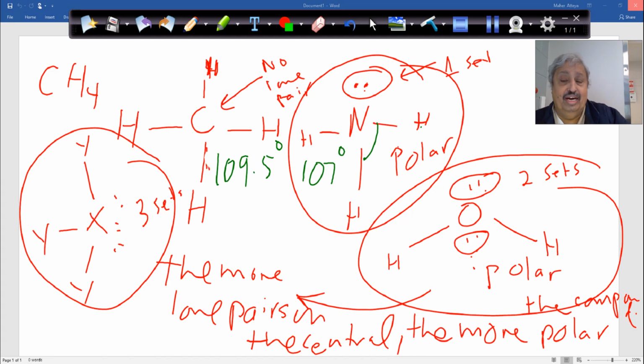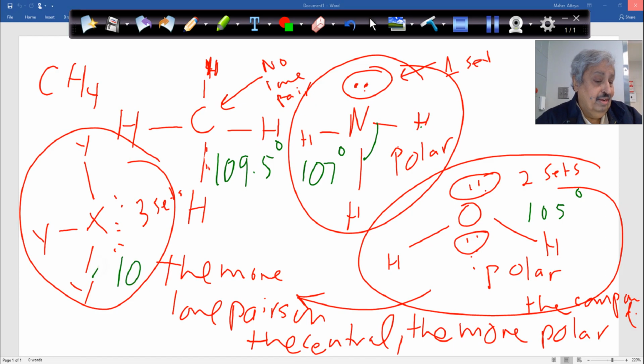How about H2O? I have 2 sets. It will be squeezed further. The angle is 105. Now, how about the theoretical compound we put here? What will the angle be here? Around 103 degrees. So the more lone pairs you have, there are 2 effects: the polarity will go up, but the angle between those atoms and the central atom will be less. Are you following me here?